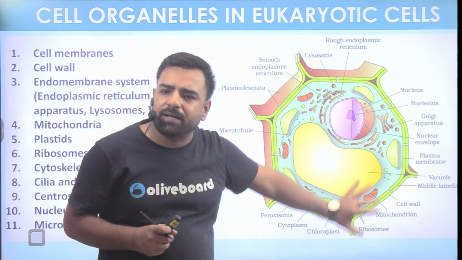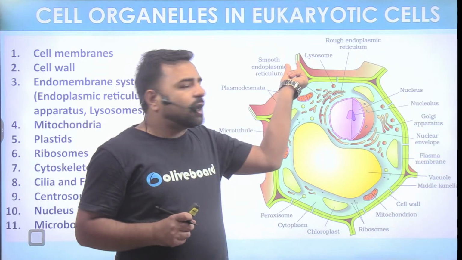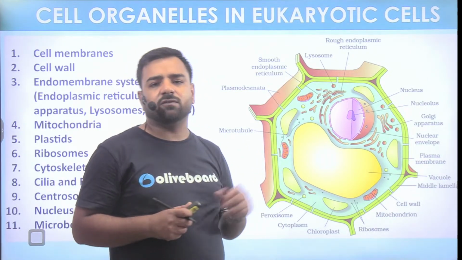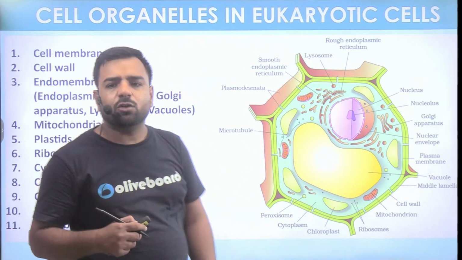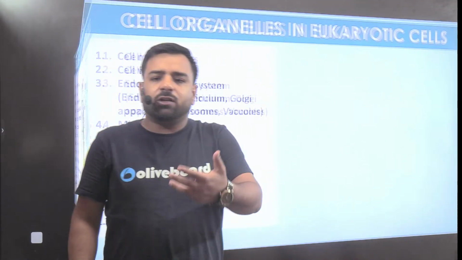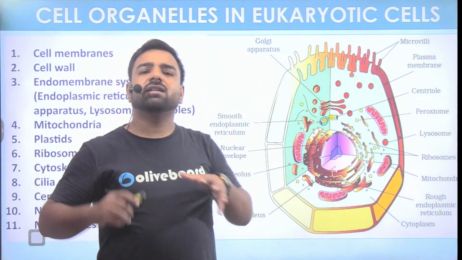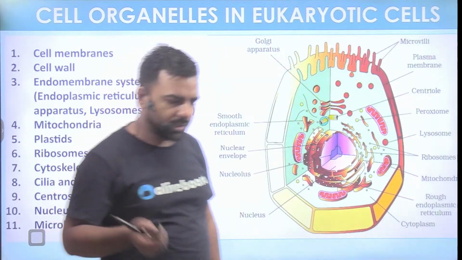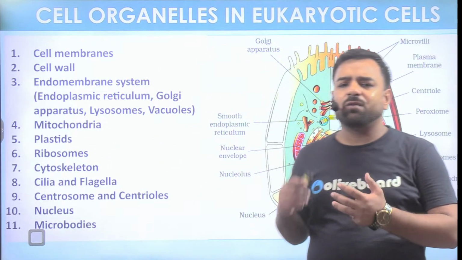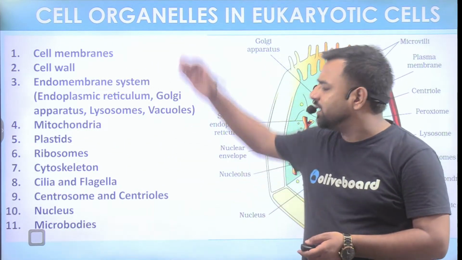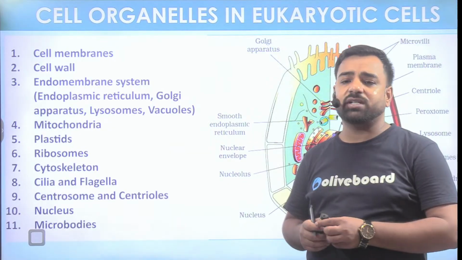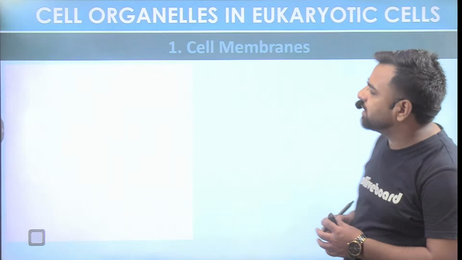This is the example of a plant cell, in which the outermost layer is the cell wall, right? But if I talk about the animal cell, there is no such cell wall. Here, the outermost part is the cell membrane. So what is the cell membrane? What is the cell wall? Let's go into the details so that we can understand all these points in a better way. So let's start with the cell membrane first.